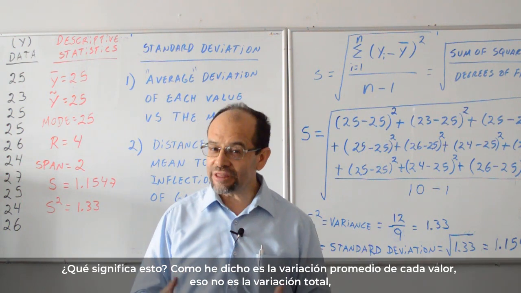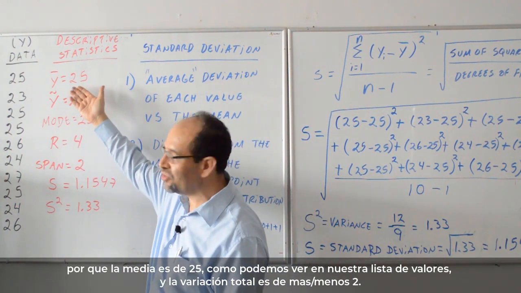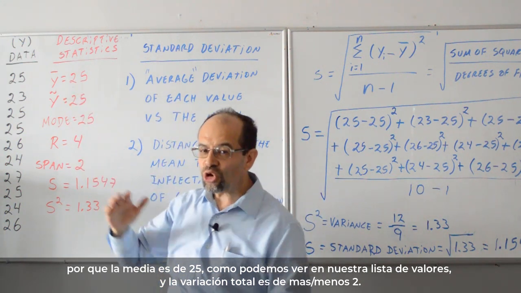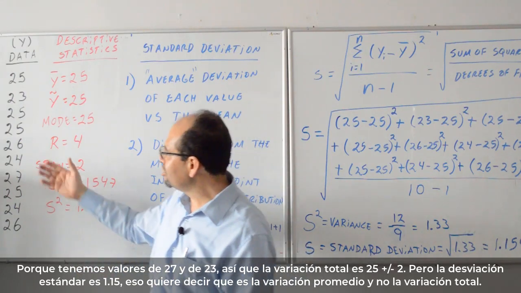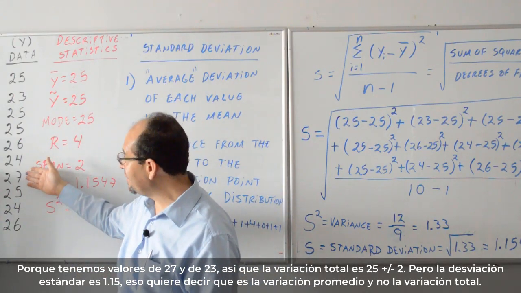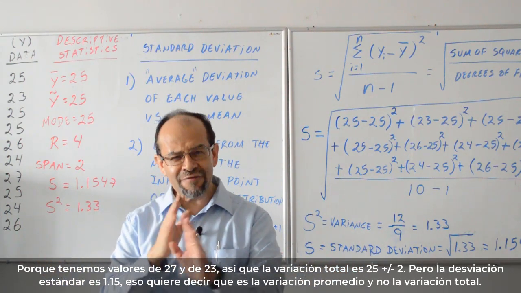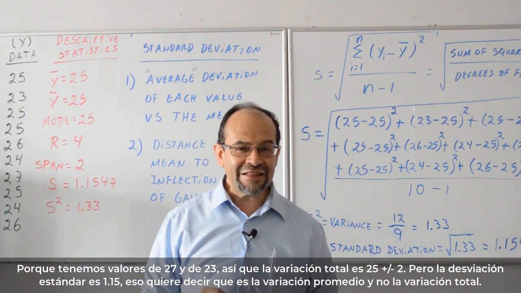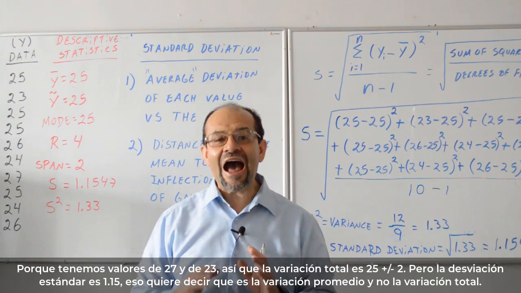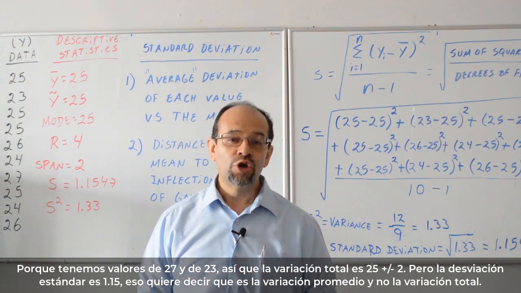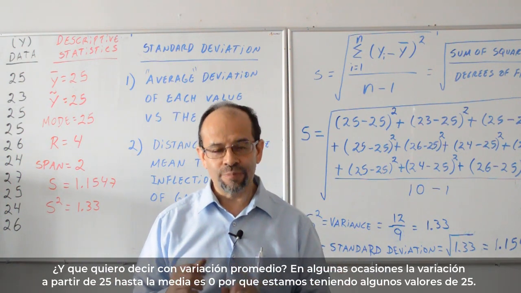That is not the total variation, because the mean, as we can see in our values, is 25, and the total variation is about plus minus 2, because we are having 27 and we are having 23. So the total variation is 25 plus minus 2, but the standard deviation is 1.15. That means that that is the average variation, not the total variation. And what do I mean with average variation?